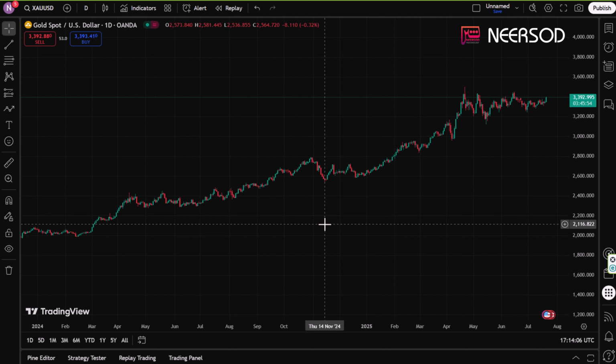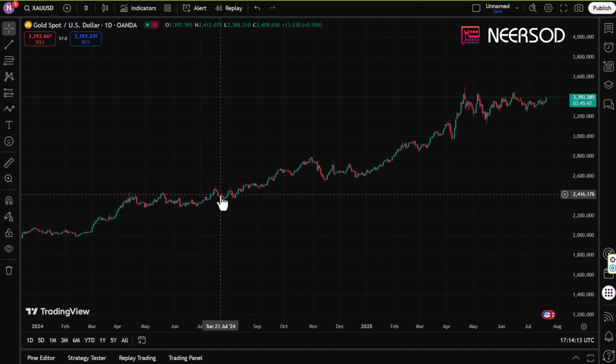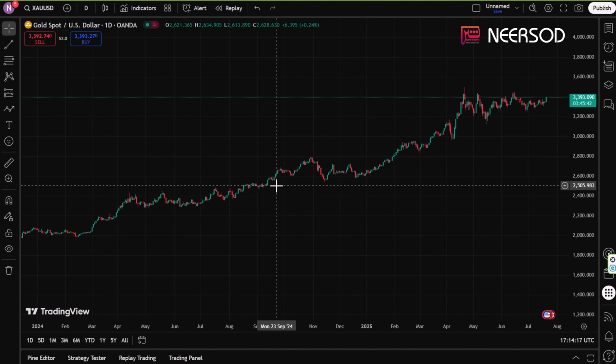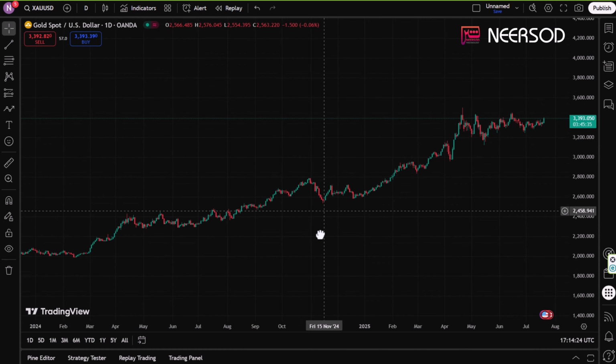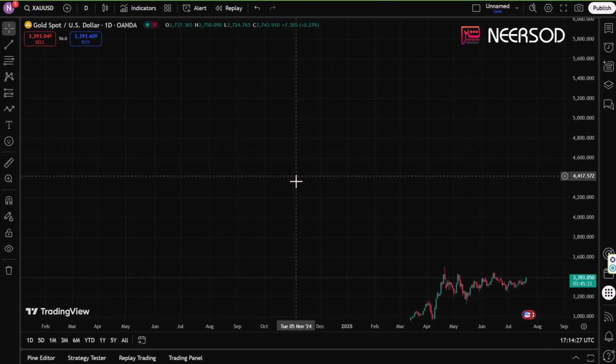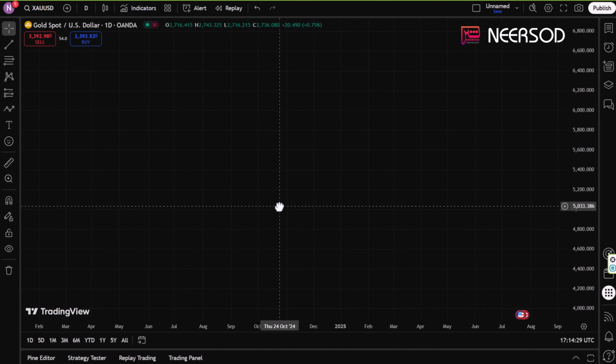First, let's go over a general definition and understand what market structure means. Market structure is how the price moves in the form of highs and lows, and these movements tell us whether the market is rising, falling, or stuck in place. Market structure is very important because it determines the main direction of the market. And if we don't know what the market structure is, we might end up buying in the middle of a downtrend or selling during a correction in an uptrend.